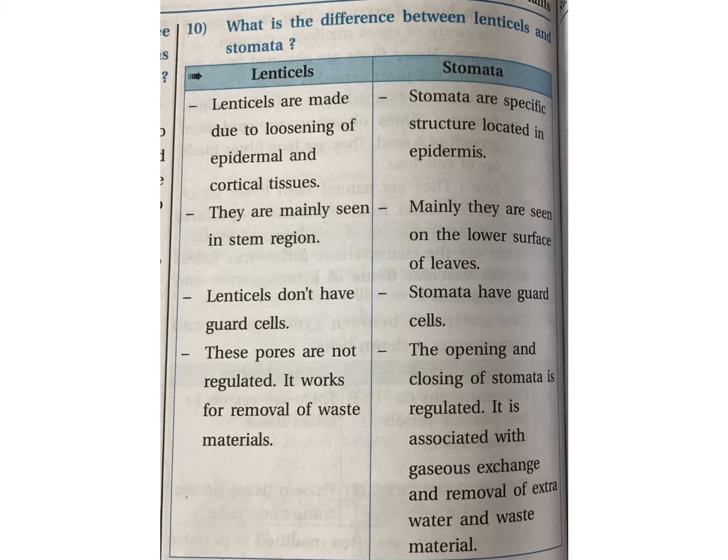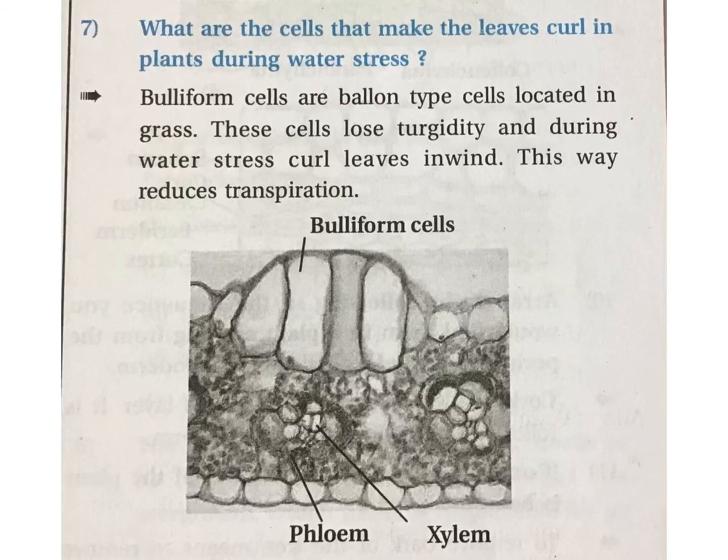Okay, now this slide, it will show you the difference between lenticels and stomata. So lenticels, they are found in woody trees, and they are the opening. They are made due to loosening of epidermal and cortical tissues. But stomata, they are specific structures which are located on epidermis, and particularly on both the sides of epidermis, lower and upper epidermis of leaves.